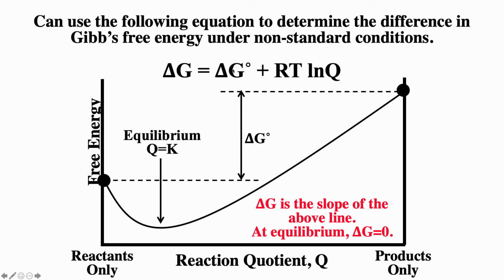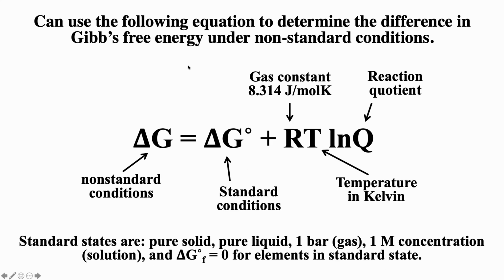And so delta G equals delta G naught plus RT natural log Q. And again, that superscript here means standard conditions. No superscript means non-standard conditions. But it's a fairly important equation. You should know everything it symbolizes. Remember, R is the gas constant, T is temperature in Kelvin, and again, Q is the reaction quotient.